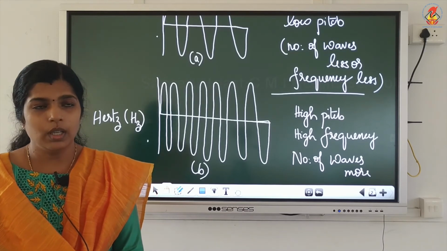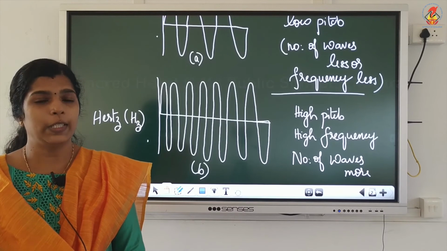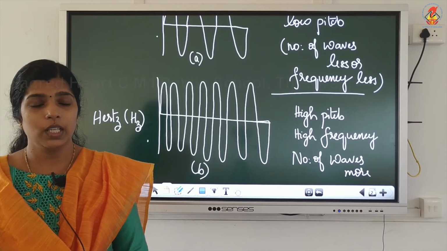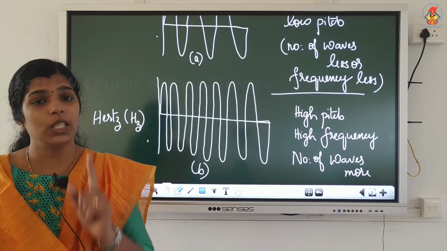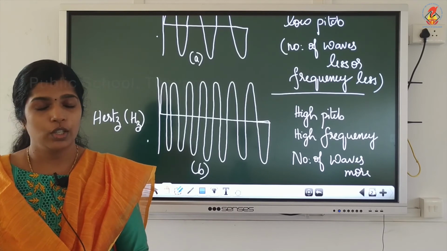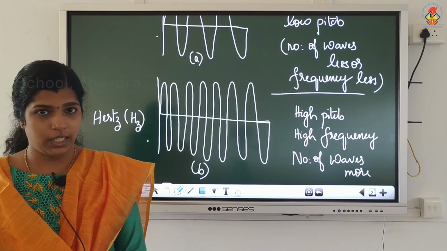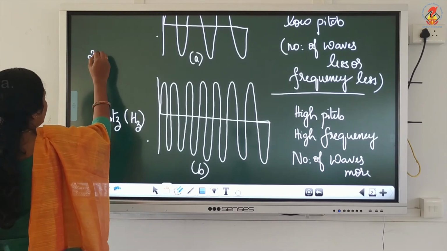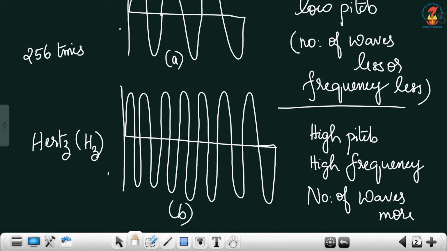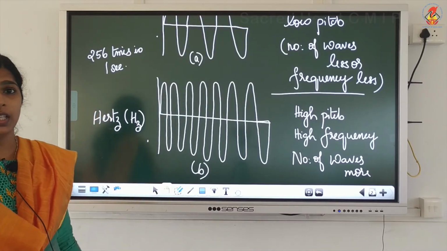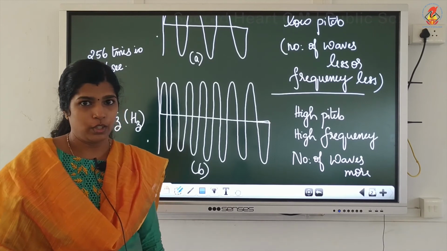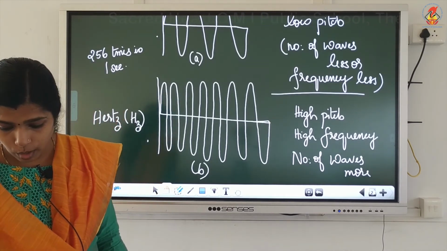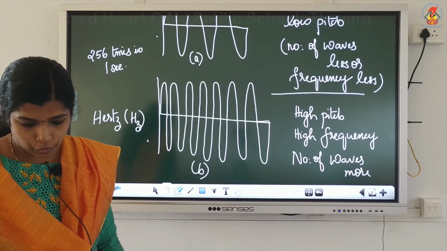Then suppose an object oscillates 20 times in 1 second, what is the frequency? 20 times in 1 second means 20 waves will be produced in 1 second. So, its frequency is 20 hertz. If an object vibrates 256 times in 1 second, then its frequency is 256 hertz.